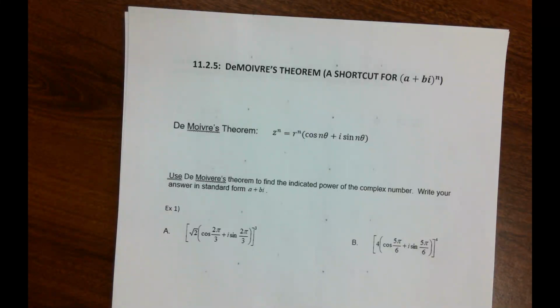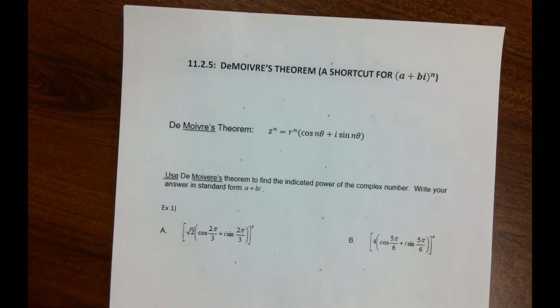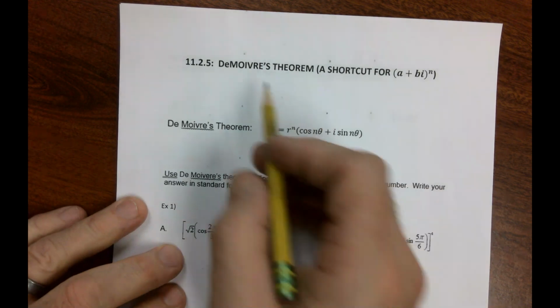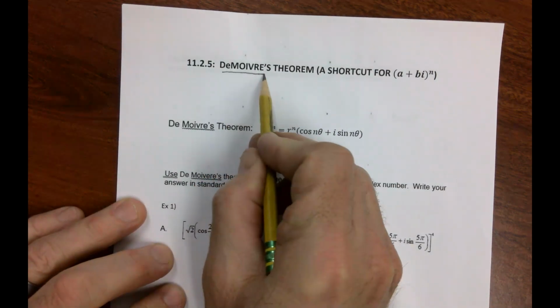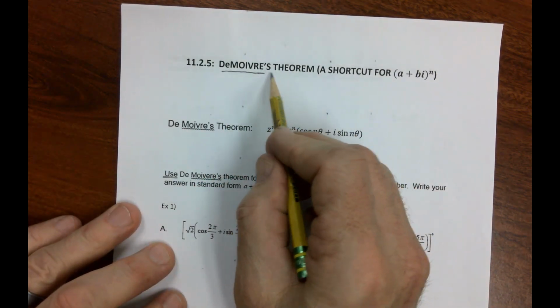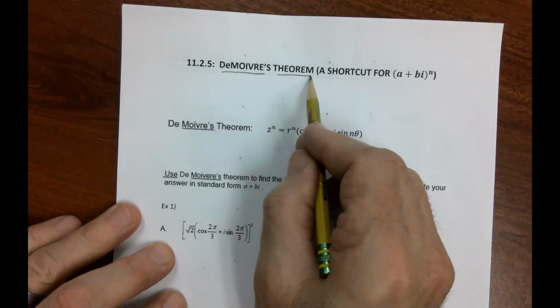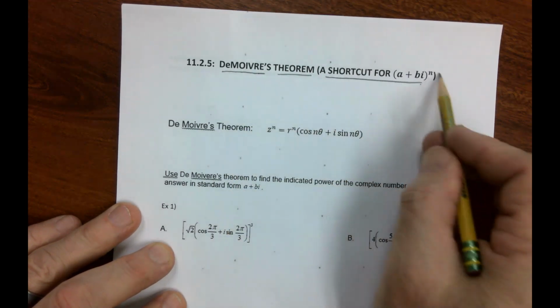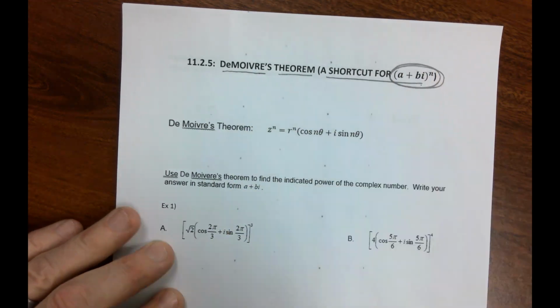Okay, you guys, last lesson of Unit 11, of this trimester, possibly. And it comes at you hard: DeMoivre's Theorem. I'm sure somebody that takes French would tell me I butchered that. It's a shortcut for crazy, crazy, crazy problems.